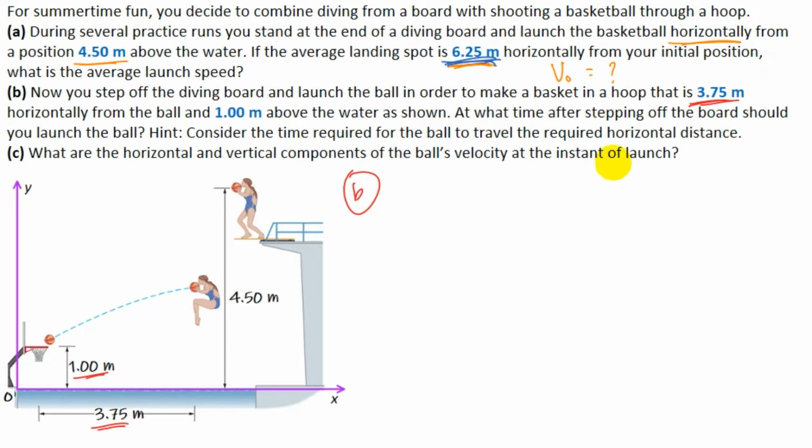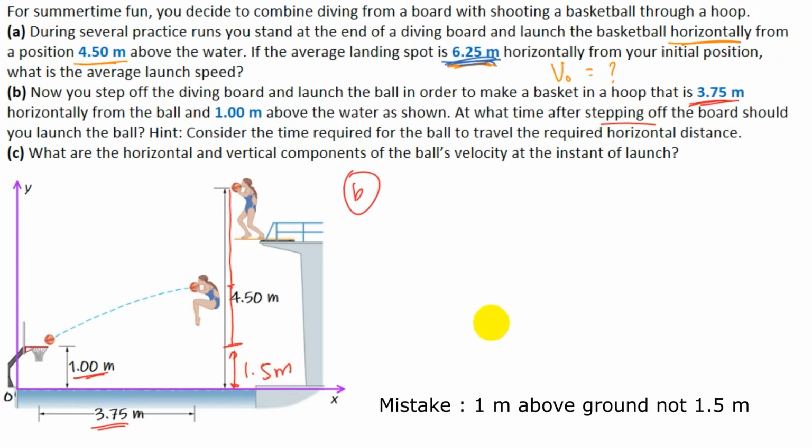Now we need to tell at what time after stepping off the board you should launch your ball. So we have to calculate the time after which you launch the projectile after stepping off. Initially this was your position, and then you reach here, and then you launch the ball and finally the ball comes to this position, which is just 1.5 meters above the ground. Now what I'm going to do is first find the time taken by the ball from this position to reach this position, and for that we can consider the horizontal motion of the ball.